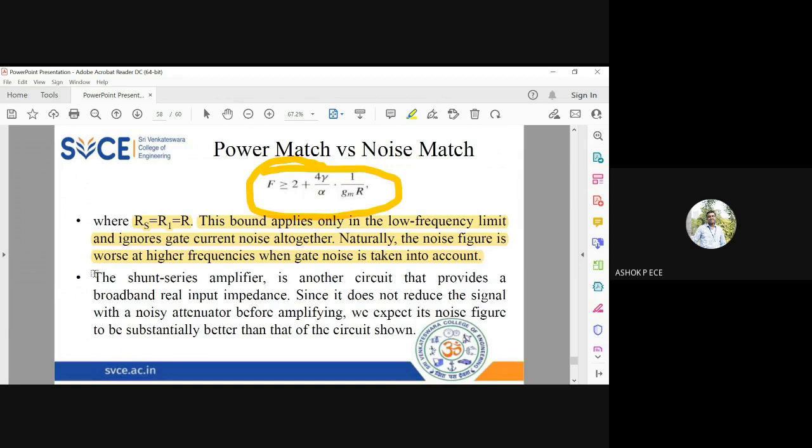And whatever shunt series amplifier we have seen, that is also a very good example of an amplifier which is going to have a reduced noise figure, because negative feedback is going to reduce the amount of noise. The shunt series amplifier, whatever we have seen, is the best amplifier for having a very reduced noise figure.